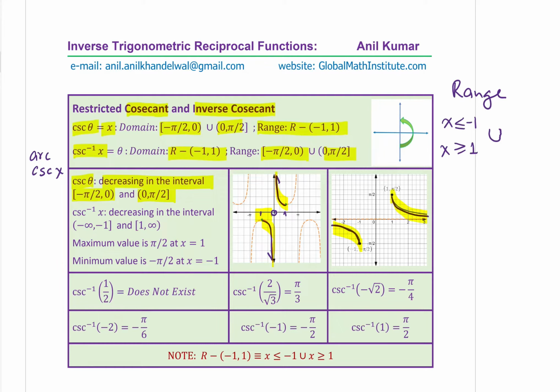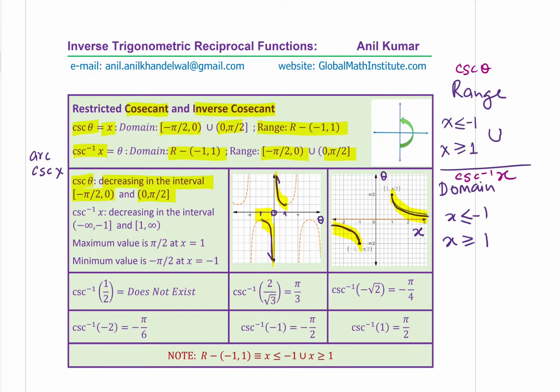Correct? So in this particular case, you can see that earlier theta was along the x-axis. Now the output or the result is theta for any value of x, right? So for the inverse of the function, the domain now will be x less than or equal to minus 1 and x greater than or equal to 1. So the domain and range actually swap, right? So that is for cosecant theta, and this is for cosecant inverse x, as you can see, right?